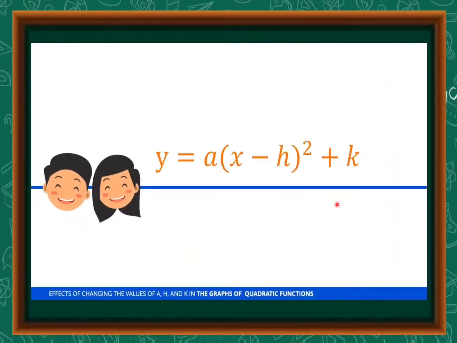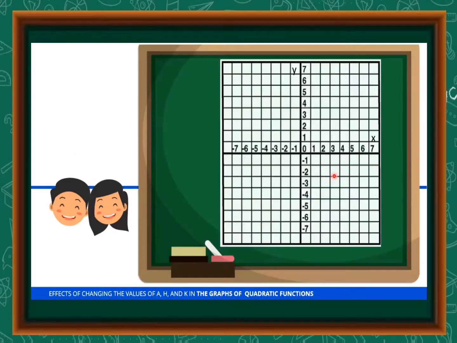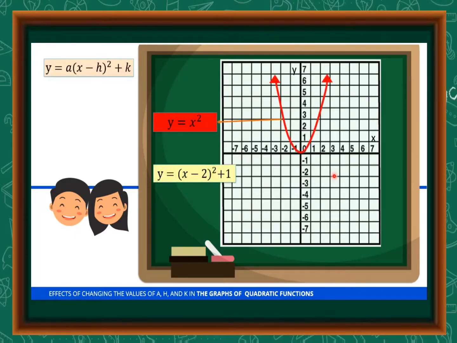What if combinations? We have y is equal to a times the square of x minus h plus k. Titignan natin ang magiging movement ng ating parabola kapag nagbago ang value ng a, h, and k. I-apply na natin dito yung mga movements na na-mention kanina. So, ilagay muna natin yung ating parent graph at ito ang ating given. Y is equal to the square of x minus 2 plus 1.